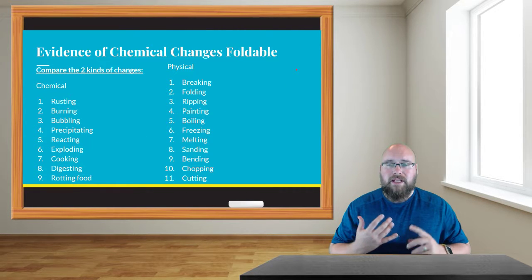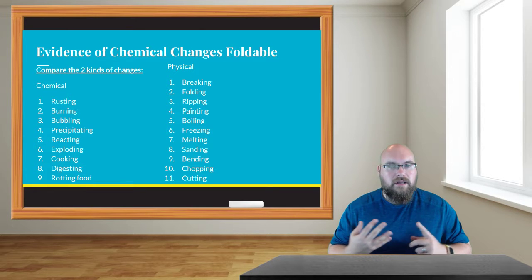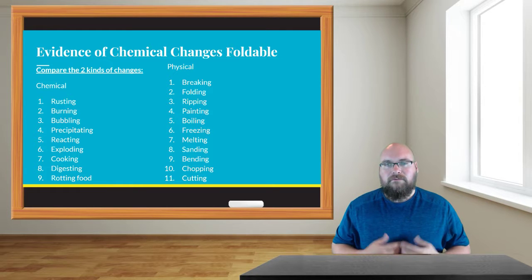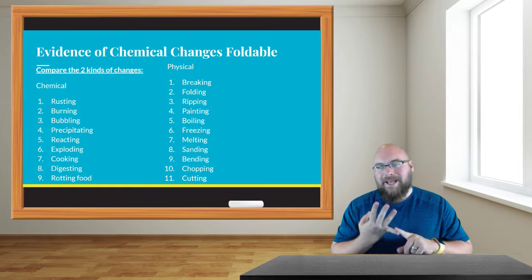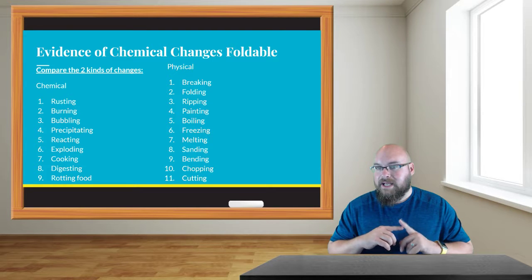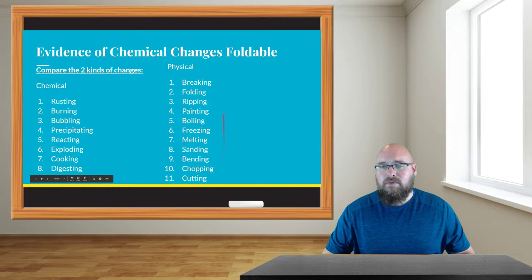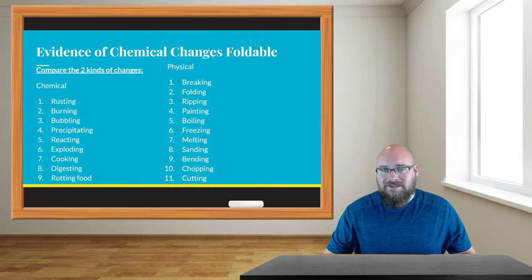Chemical changes can be like rusting, burning, bubbling, precipitating, reacting, exploding, cooking, digesting, and things that rot, so rotting food. Physical change examples would be breaking, folding, ripping, painting, boiling, freezing, melting, sanding, bending, chopping, and cutting. If we do any of these things in the physical column, we still have what we're working with. If I break a lead pipe, I still have a lead pipe, just now I have two. If I fold a piece of paper, it's still paper.